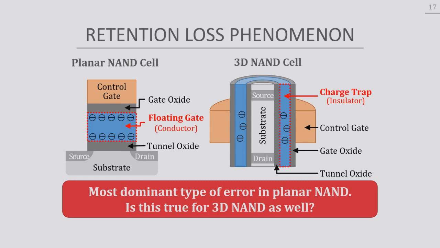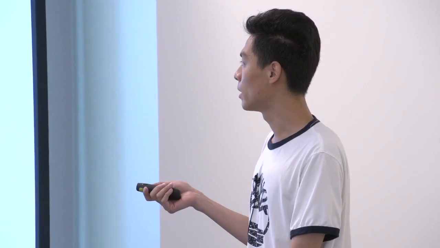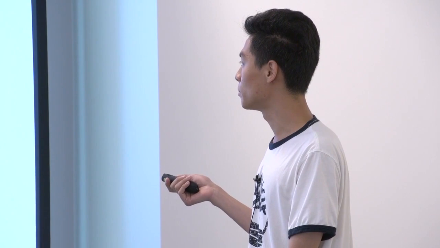So prior work has shown that retention error is the most dominant type of error in planar NAND flash memory. But now that the cell structure as well as the material used for storing the charge has been changed in the 3D NAND cell, the question is: is retention error still the most dominant type of error in 3D NAND or not? And that's what we are about to find out.